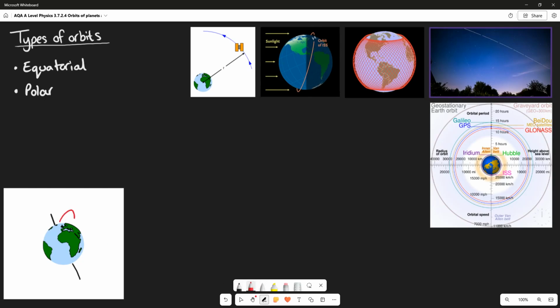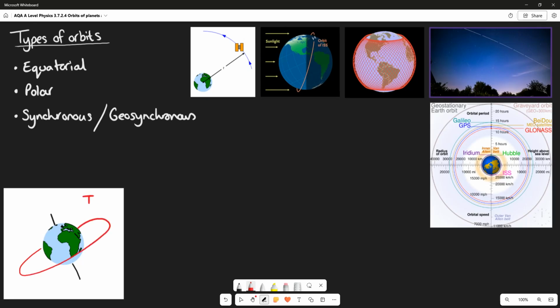We have other orbits that are defined by the time it takes to circle the Earth. Those that circle the Earth once every 24 hours are referred to as synchronous, or sometimes geosynchronous. And then there are those orbits that go around the equator and have a period of 24 hours.